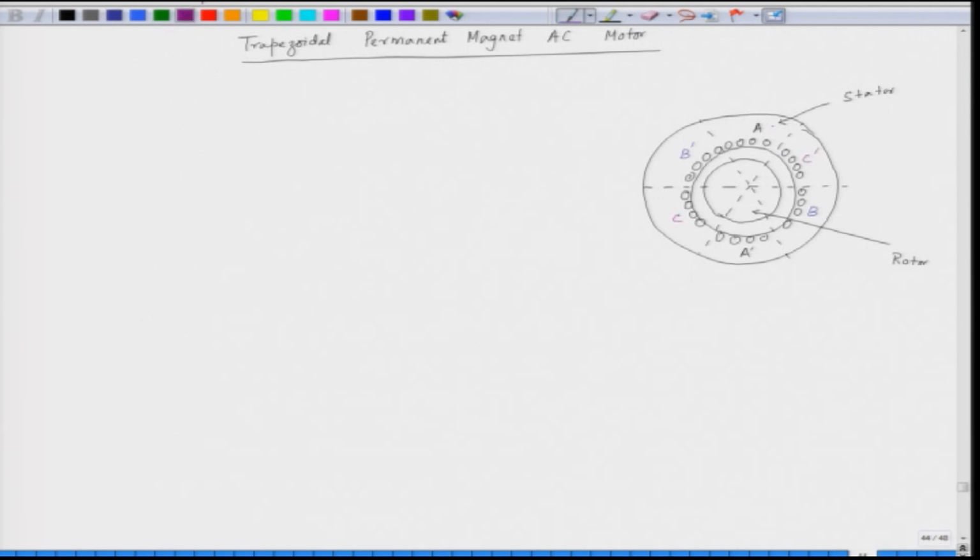So, we have phase A, phase B and phase C. We are taking a cross section here. So, this is a cross sectional view.